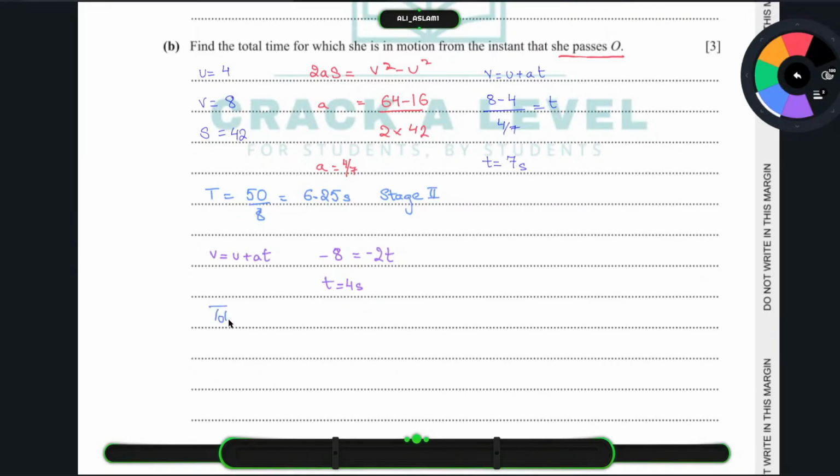The total time would be 7 plus 6.25 plus 4, that is 17.25 seconds.